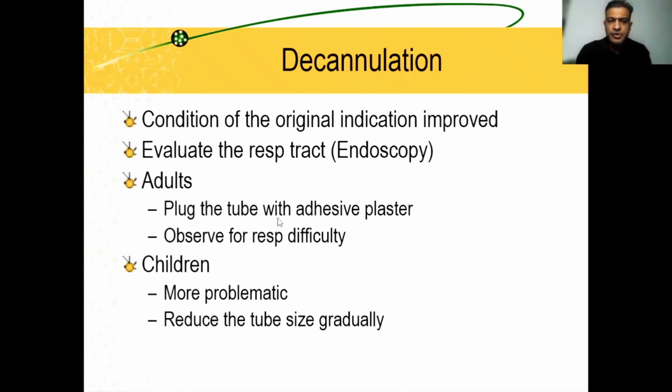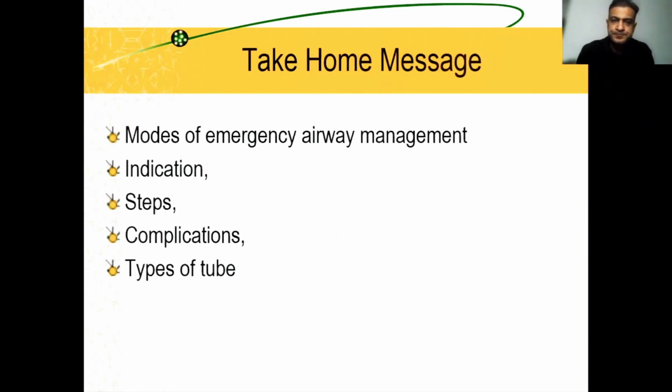In adults, we partially block the tube, observe the patient, and once the patient is tolerating partial obstruction, we can remove the tube. In children, decannulation can become extremely problematic because they get dependent on the tracheostomy. It is called tracheostomy dependence, and in that case, we need to gradually reduce the size of the tube, and then maybe over a period of 3 to 4 months, the child can be decannulated.